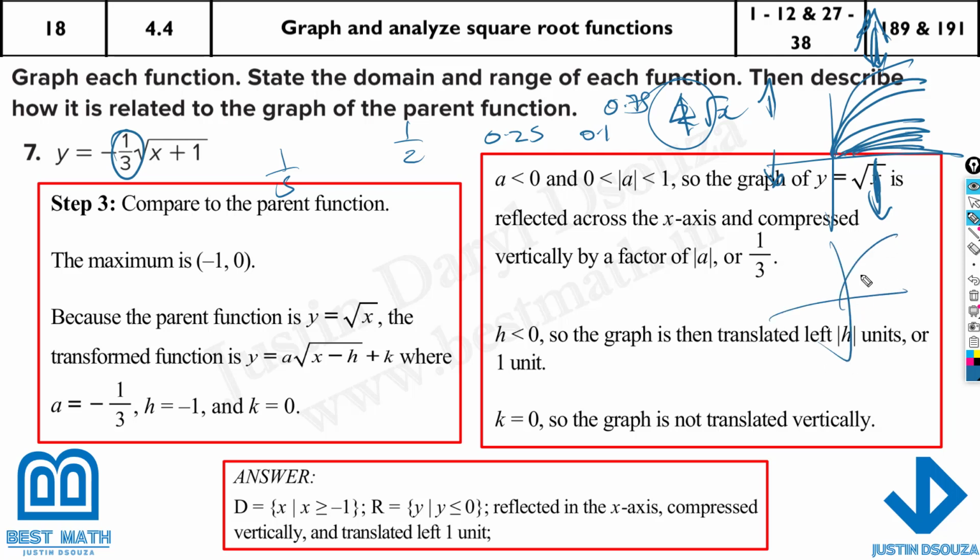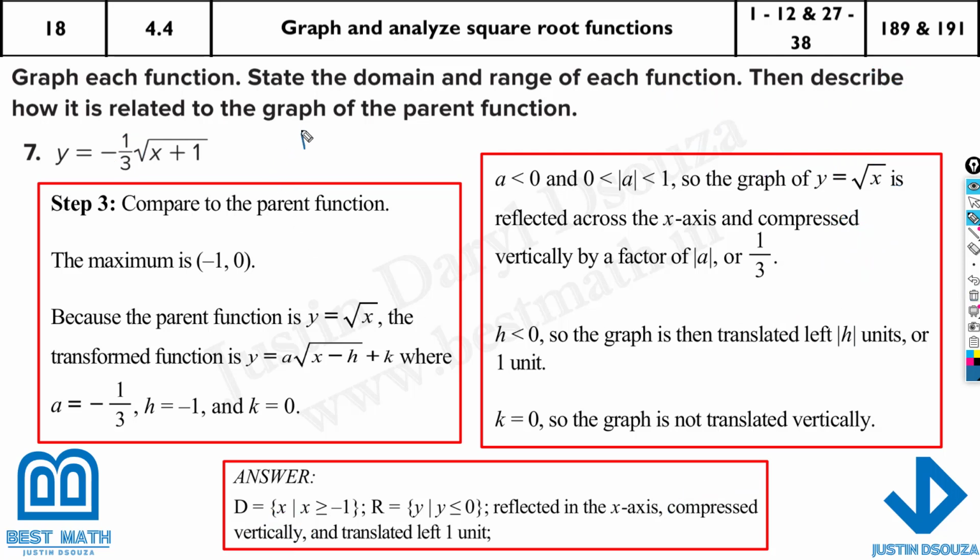If it is a big number, it stretches; if it is a smaller number, it compresses. So there's compression here. Now what is this? The compression always happens vertically, from up to down. So you can just write compressed vertically. And then what else?